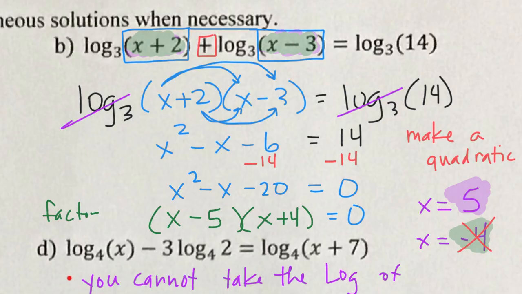Okay, but then here you have to remember you cannot take the log of a negative. When you plug -4 back into your equation, you get log of negatives. So we have to throw away the answer that does not give us a real value. So the only answer to this quad problem is x equals 5. We cannot use them both.